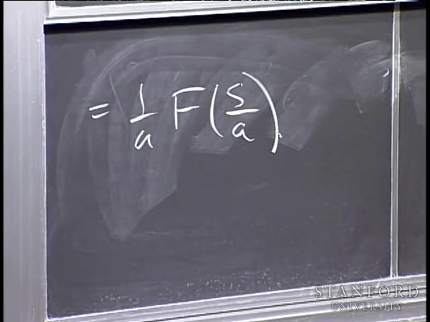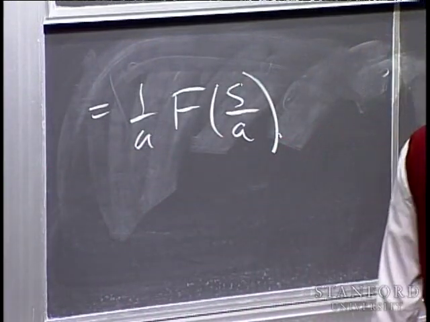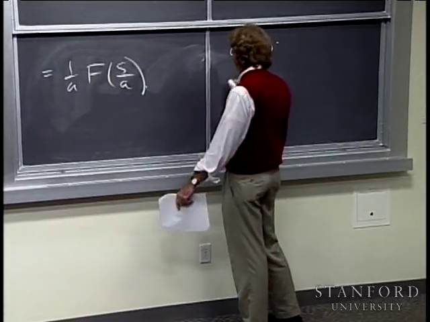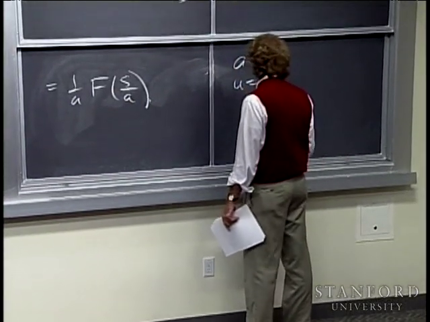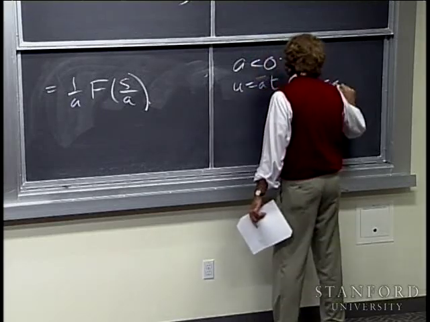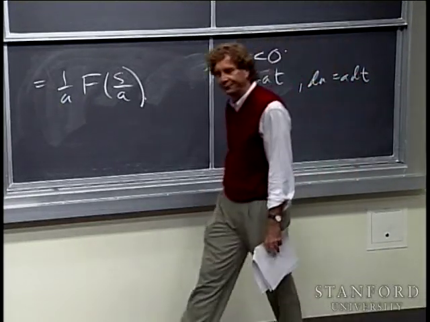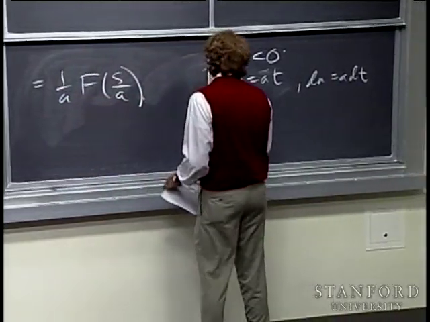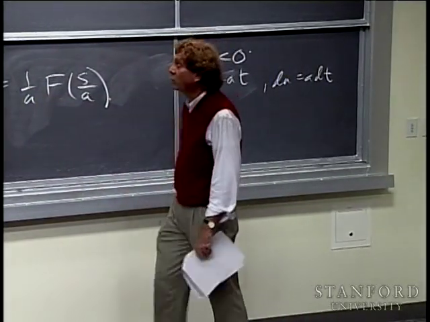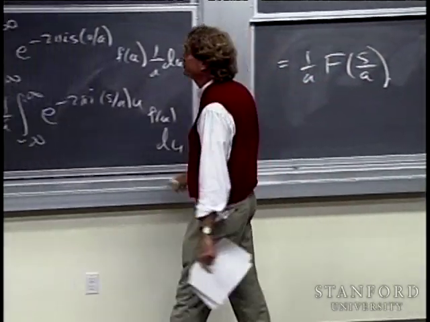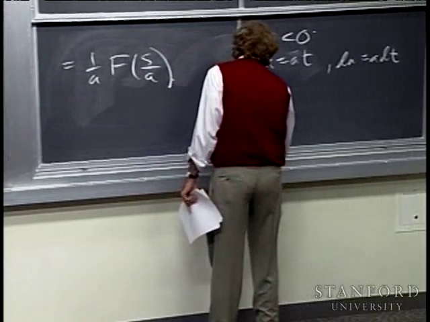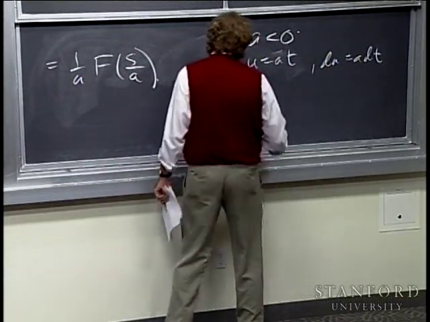Very good. Okay? Now, what about if a is negative? If a is negative, let's take that case. So again, I'm going to make the same change of variable. du equals a times dt. Formally, that's all the same. All right? Now, what happens to the integral? Here you have to be a little more careful. If a is negative and t goes from minus infinity to infinity, then a times t goes from plus infinity to minus infinity. All right?